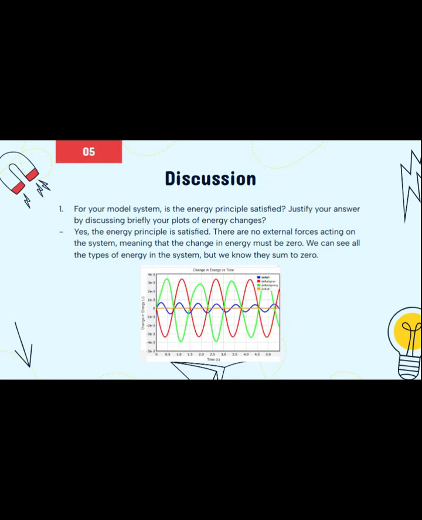Our discussion question number 1: for your model system, is the energy principle satisfied? Well, yes, the energy principle is satisfied. Since the total change in energy is zero, there are no external forces acting upon the system. This means that the change of energy must be zero, and that means that it's conserved. You can see all these types of energies in the system, but we know that they sum to zero, which is the yellow line.